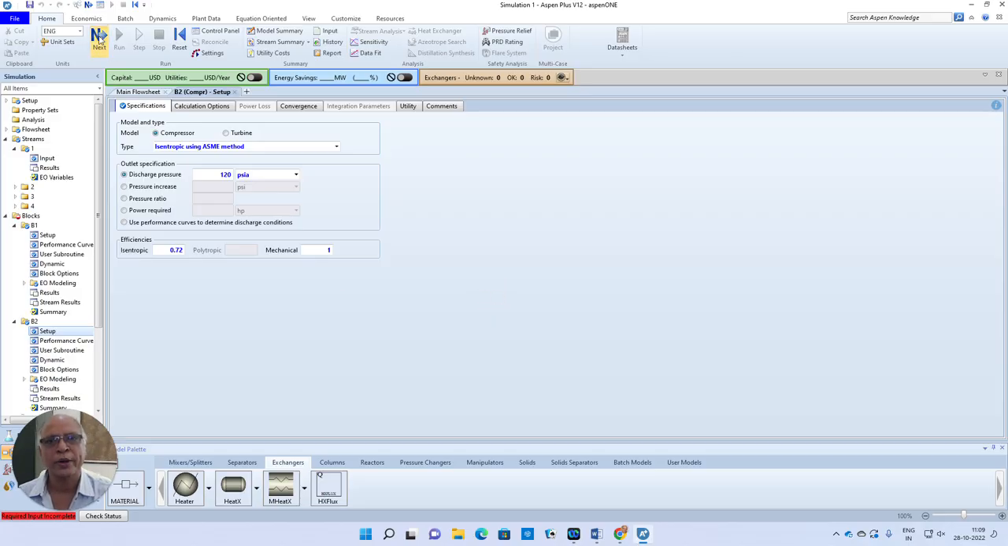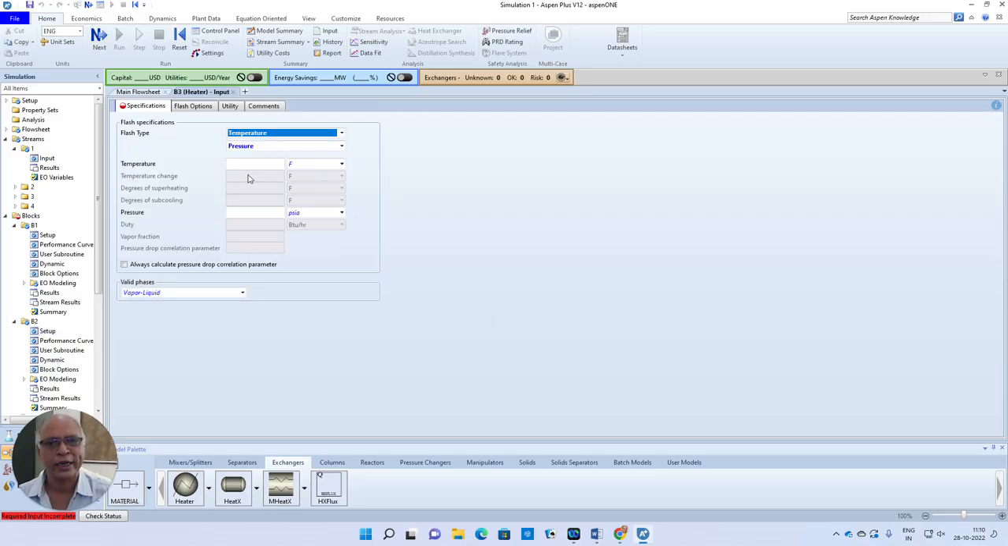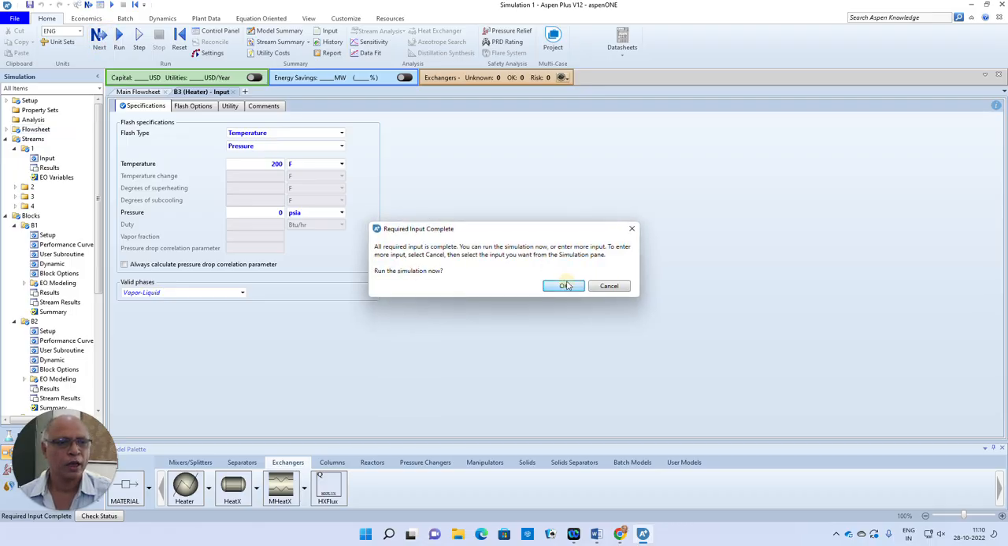We have defined both the compressors. Now we need to define the heater. So the outlet temperature of the heater is specified. Let us presume that there is no pressure drop across the heater. So we have specified all the required input. So we should be able to run our simulation.